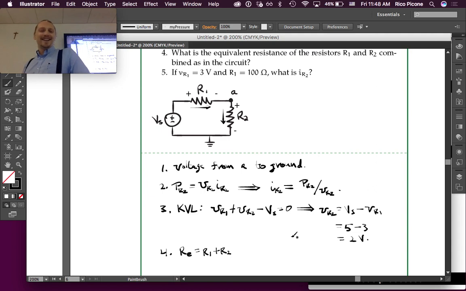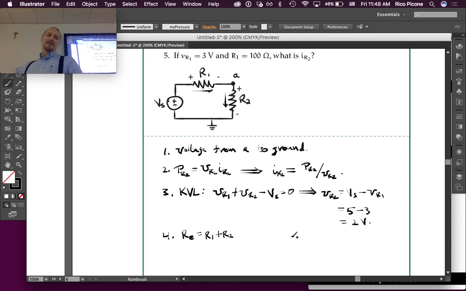I believe it. So R1 plus R2, no problem. Just sum them up. And now we're down to the last one, number 5. If VR1, so the voltage drop across R1, is 3 volts, and the resistance of R1 is 100 ohms, what is the current flowing through R2? So we don't want the current flowing through R1, we want the current flowing through R2. Now we've got some complexity. Multiple equations, maybe? It's gonna be fun.